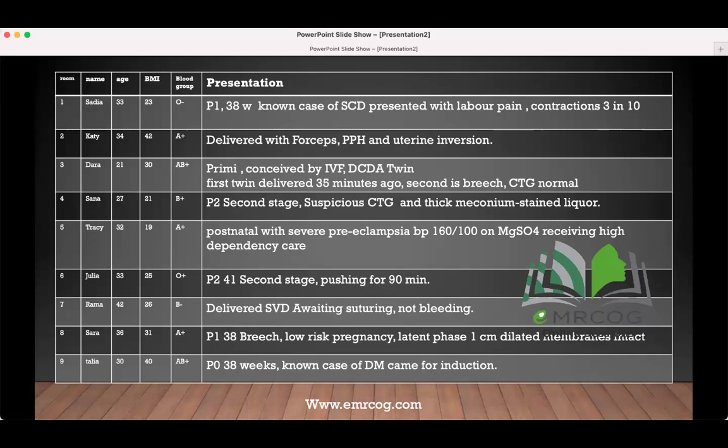She's para 2 in second stage of labor with suspicious CTG and meconium stain liquor. So for this case, it will be semi-urgent, will be attended by my ST2 and also the midwife. And then I will ask her to do an abdominal examination, and also a vaginal examination to know the cervical dilatation, effacement, and also the position of the baby. And since the CTG is suspicious, we can do initial conservative measures like hydration and also left lateral position.